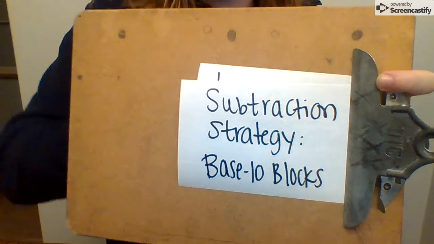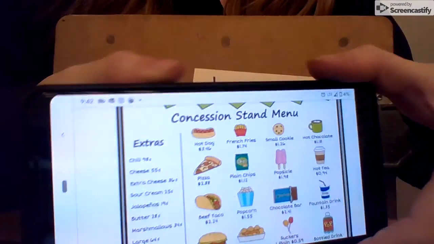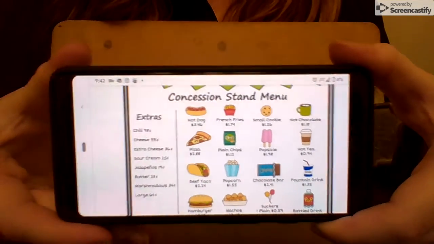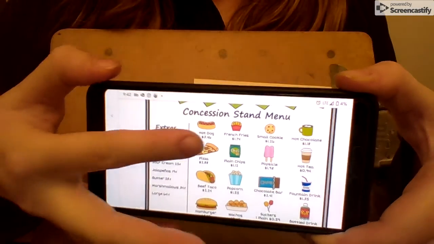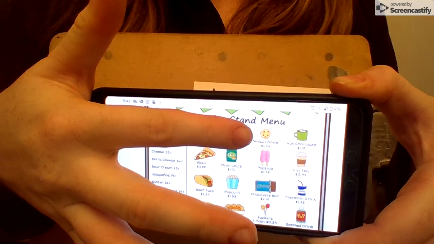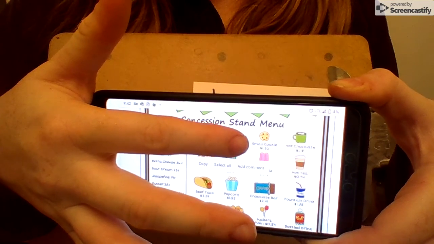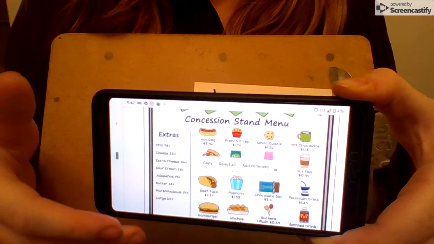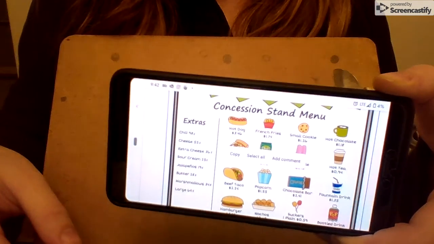So here are some prices in the concession stand menu. There's a lot of good stuff to buy. Today we're going to pretend like we are purchasing a small cookie. And the price of a small cookie is $1.26.